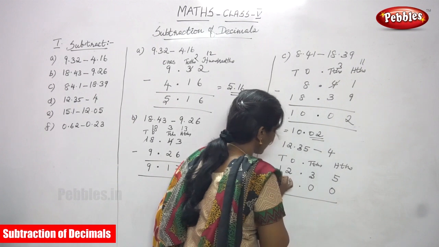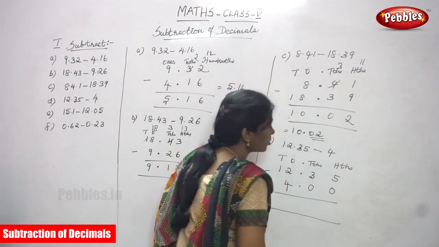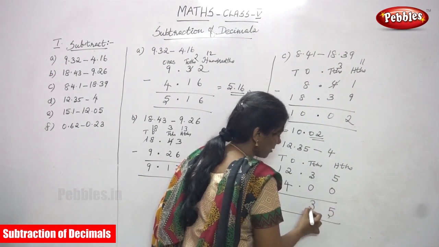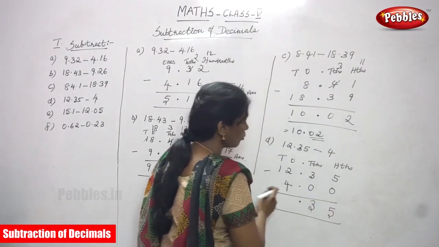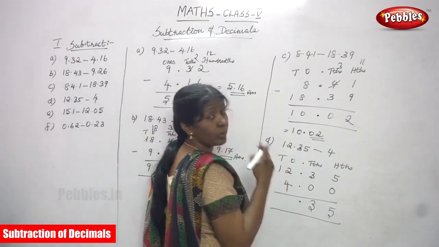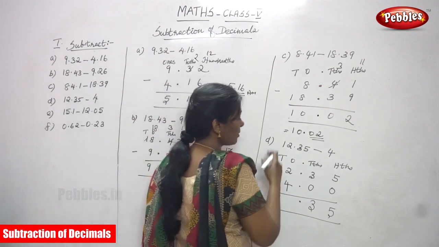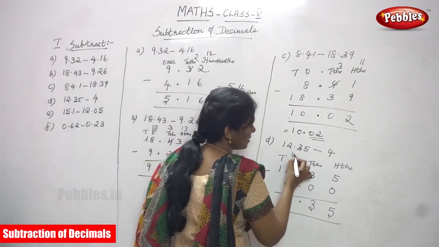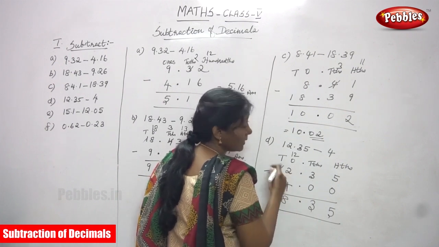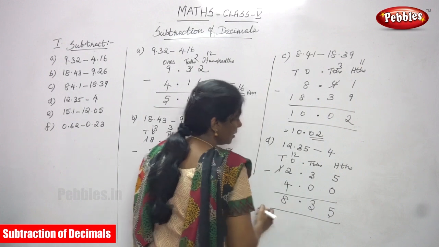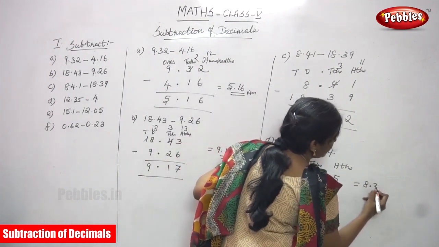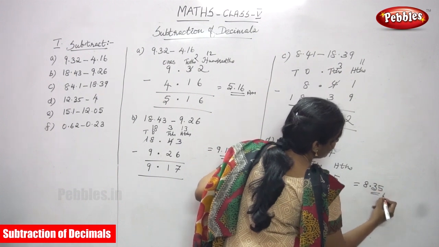Then you have to start subtracting. So what are you going to do? 5 minus 0 you can get 5. 3 minus 0 you can get 3. Then put a point. Before the point is the whole part. 2 minus 4 you can't subtract, so you have to borrow from the tens place. So this 2 becomes 12. 12 minus 4 becomes 8. This 1 becomes 0, so just cancel the 1. So the answer is 8.35.